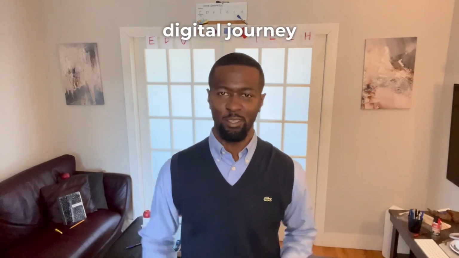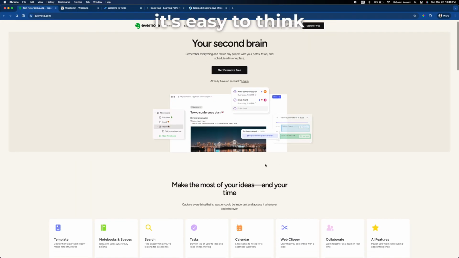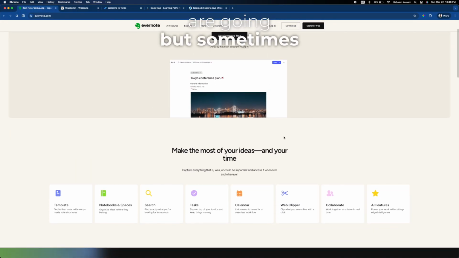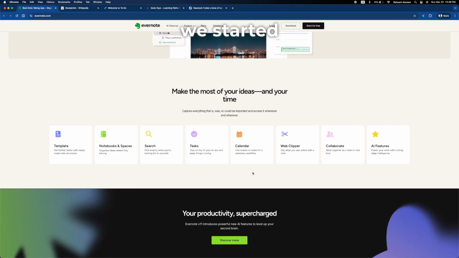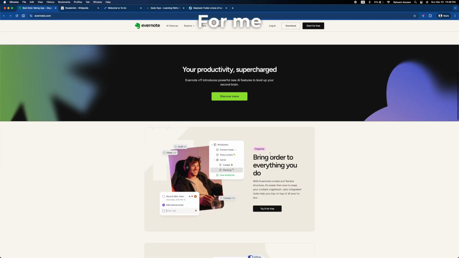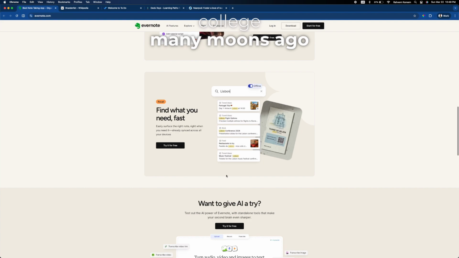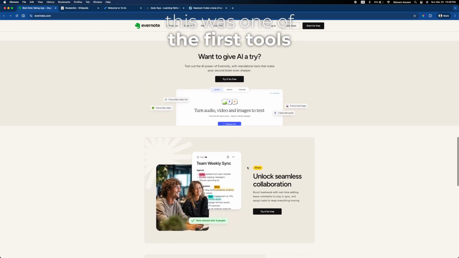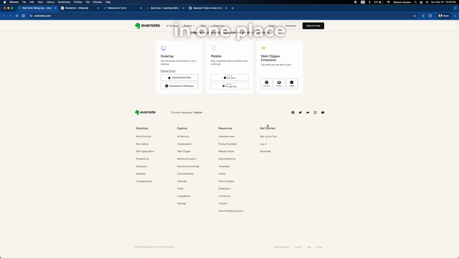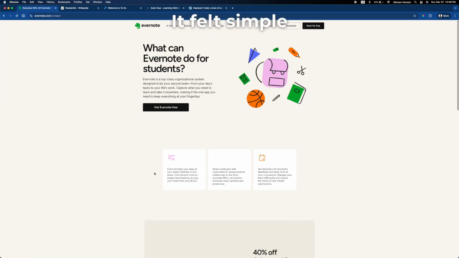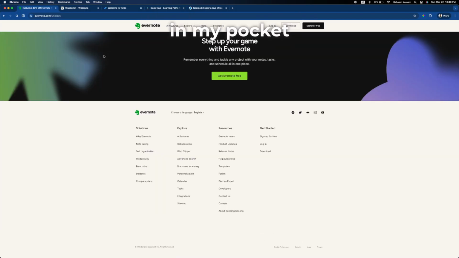a guided digital journey. You know, when we talk about education technology, it's easy to think about where things are going. But sometimes the best way to understand the future of learning is to look at where we started. For me, one of those starting points was Evernote, back when I was a freshman in college, many moons ago. This was one of the first tools I used to organize my thoughts, capture notes, and keep everything in one place. It felt simple, but powerful, like I had my entire academic life in my pocket.